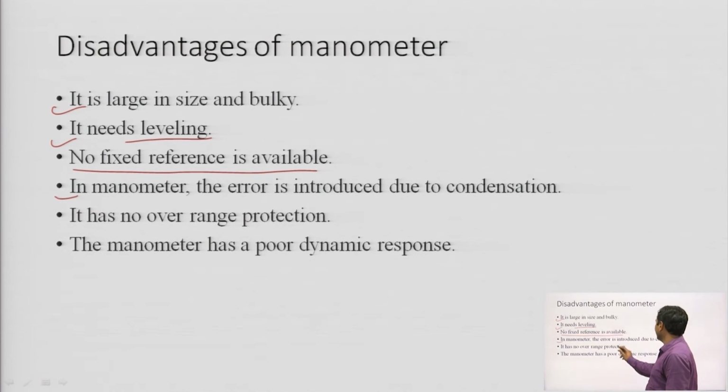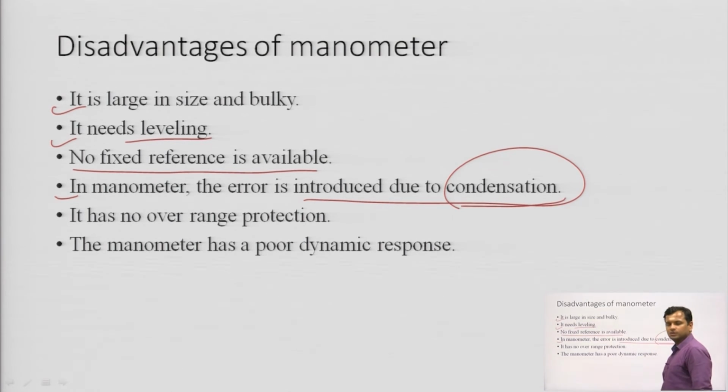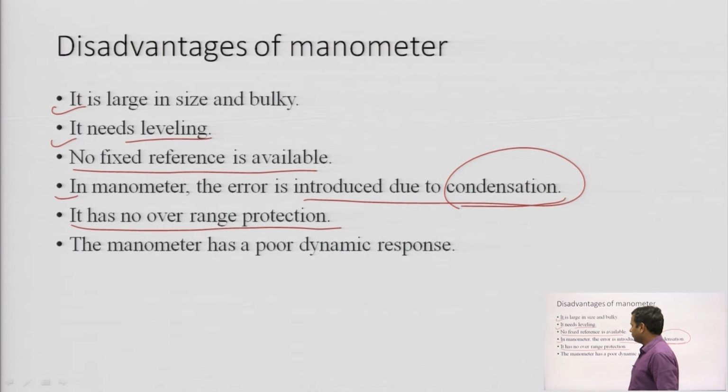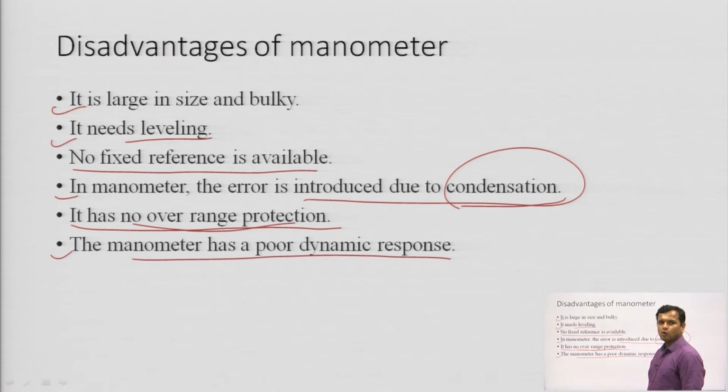Also, in manometer the error is introduced due to condensation. So, condensation may be a source of error in the case of manometer. Also, it has no over range protection. Next, the manometer has poor dynamic response. Dynamic response is one of the main characteristics of instrumentation that we have seen in the previous lectures. So, that is one disadvantage of manometer: it has a poor dynamic response.